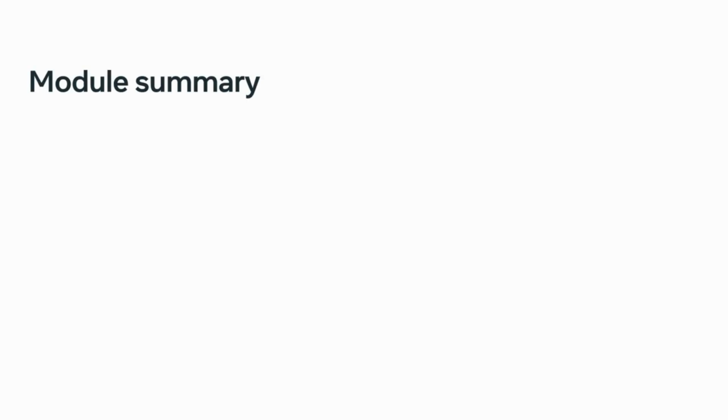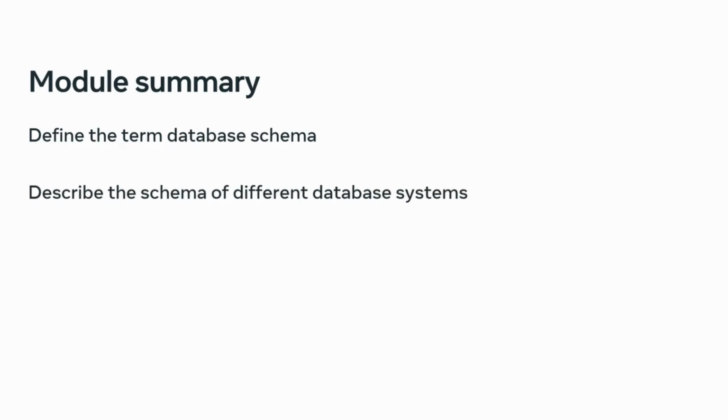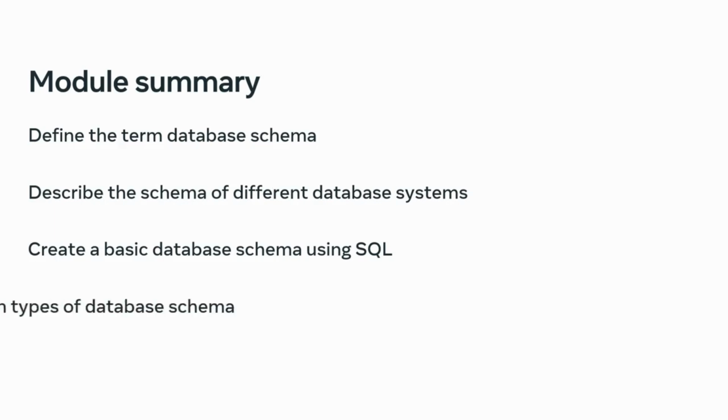You began this module with a lesson on designing a database schema and learned that a correctly designed database is the basis for all subsequent data storage and analysis. It's crucial to know the principles of good database design because a poorly designed database makes it hard, if not impossible, to produce accurate information. Having completed this module, you should now be able to define the term database schema, describe the schema of different database systems, create a basic database schema using SQL, and list the 2 main types of database schema.